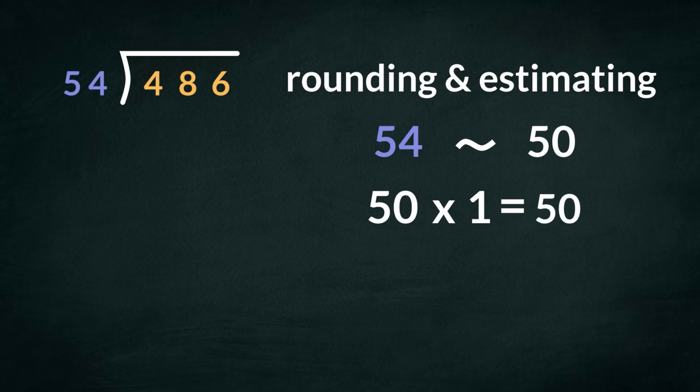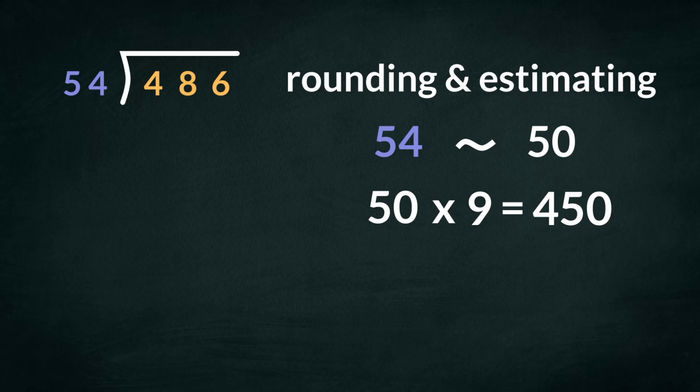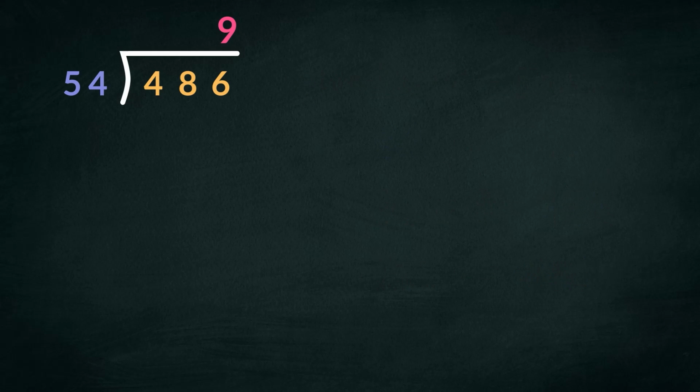We have 2 50s make 100, 3 50s is 150, and so on. Check this out. 9 50s makes 450. That's close to our dividend. So let's try that. We need to put 9 on top. And since we're dividing with the whole number of 486, 9 should align with 6.